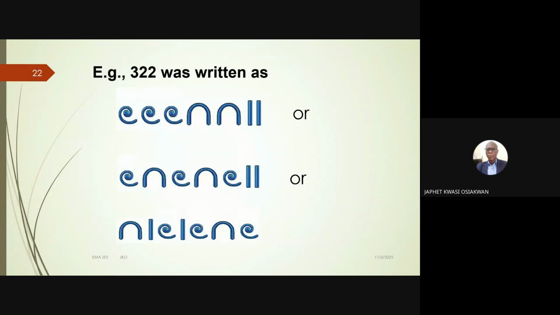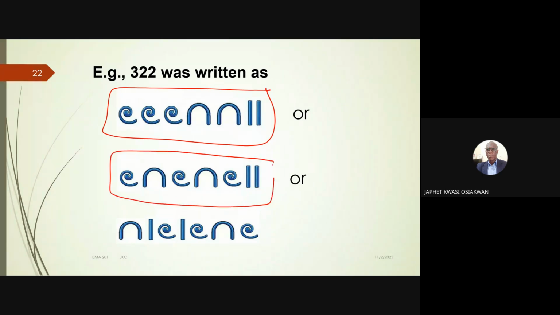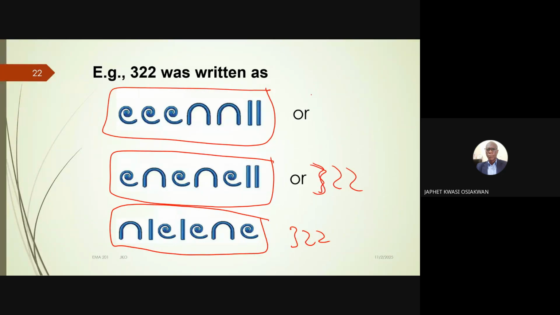Let's look at 322. Can you see my screen? Yes, please. So this is 322. 322 can be written like this, or like this, or like this. They all represent 322. The first one is 322. The second one is also 322. The third one is also 322. This is a simple system. Just put them together. The arrangement doesn't matter.